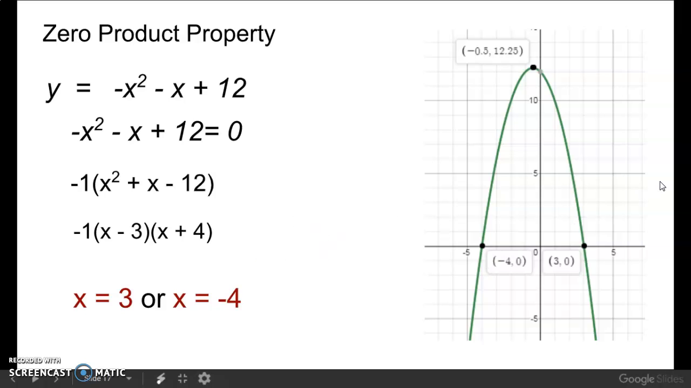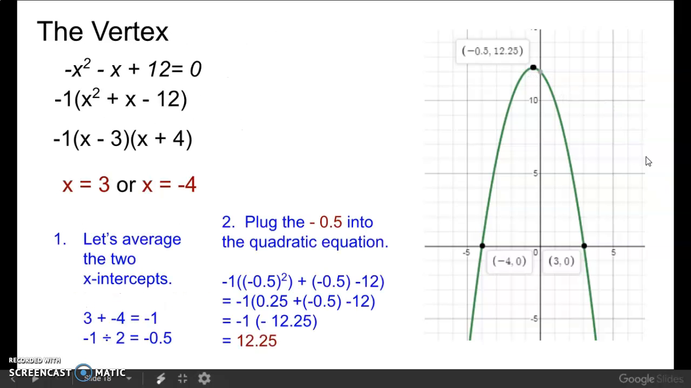All right, now let's see if our method works for finding the vertex. So the two steps that we did before, let's try them again. So let's average the two x-intercepts. So this time it's 3 and -4. So that's -1 divided by 2 is -0.5. Sure enough, the vertex is going to be where x is equal to -0.5. So all we have to do is average these two together. All right, then we'll do our second step.